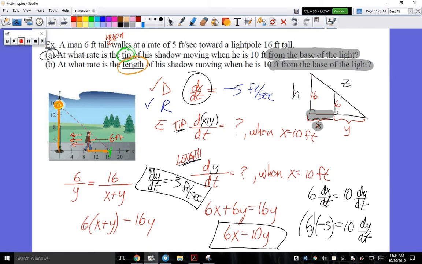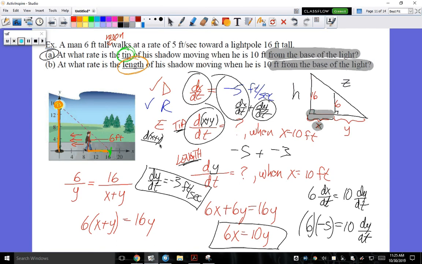So how do we get this? You just add them together. Guys, this right here is dx/dt plus dy/dt. We just found dy/dt, so if we plug in negative 3 and add it with dx/dt, we get negative 8. d(x plus y)/dt. Otherwise, the rate of change of the tip of the shadow is negative 8 feet per second.